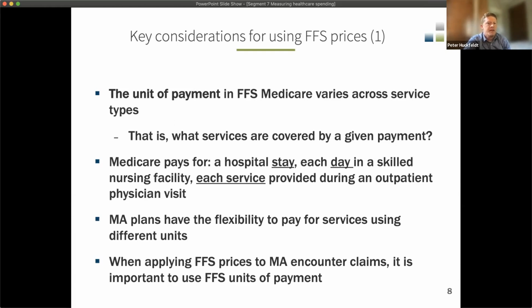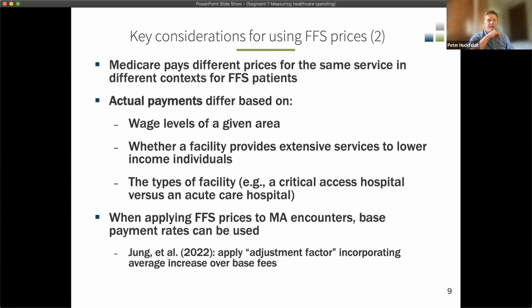And so it's really important when you're thinking about applying these fee-for-service prices to Medicare encounter claims that you're using the same units of payment. So you're converting to a common measure of quantity across the two types of Medicare. Other issues to think about when you're using fee-for-service prices. So one issue is that Medicare is paying different prices for the same service in different contexts for fee-for-service patients.